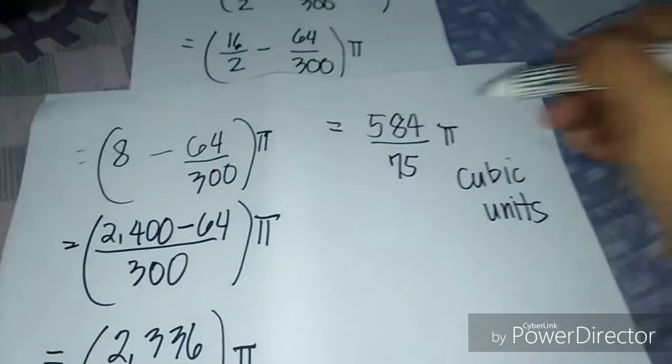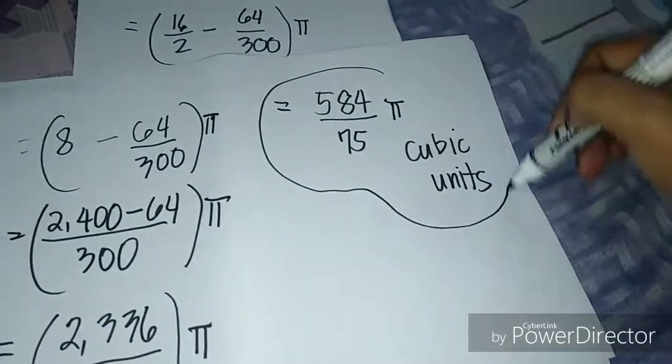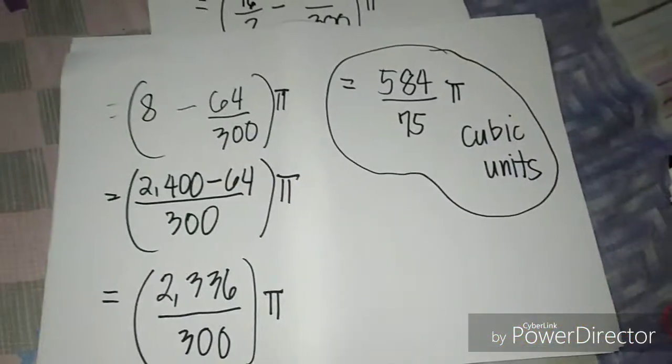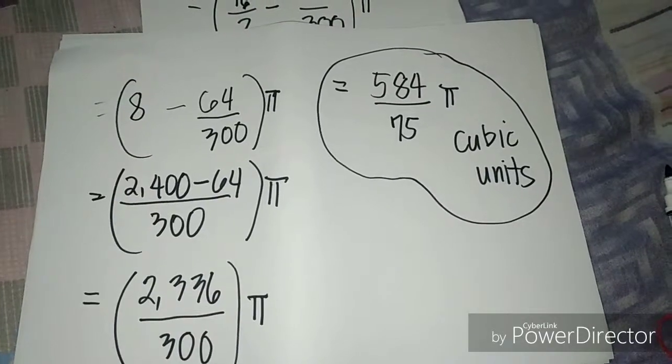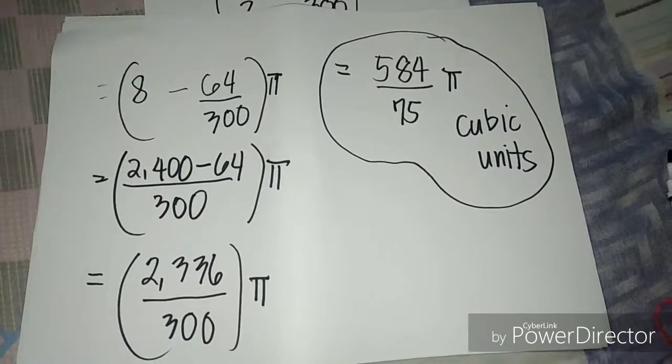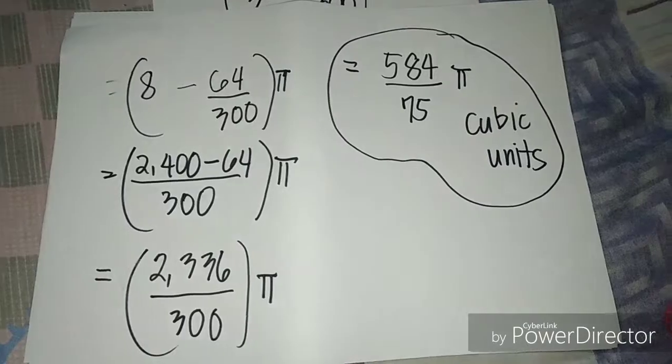So that is the volume of the solid. So 584 over 75 pi cubic units is the volume of the solid of these two functions.